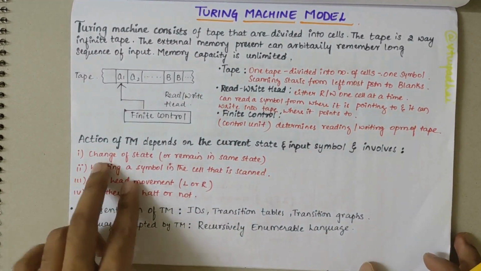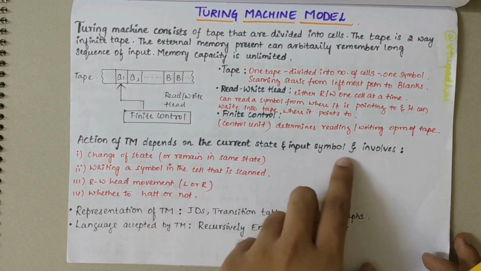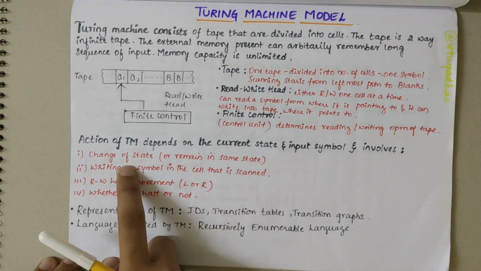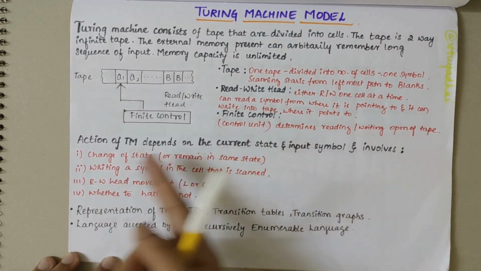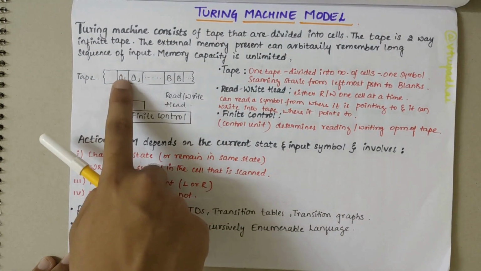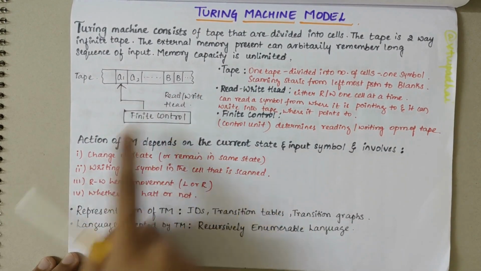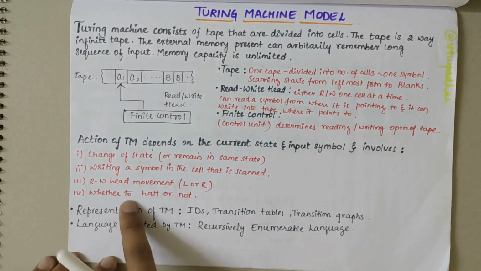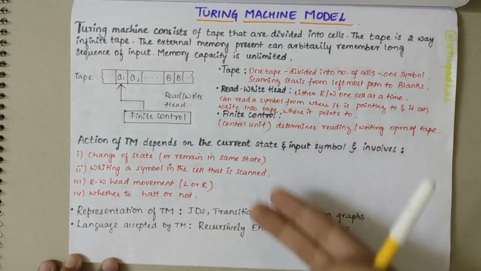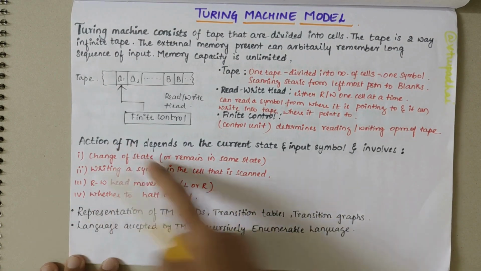Coming to the actions of Turing machines, they depend on the current state and input symbol, and also involve a change of state. The state could either change or remain the same. It involves writing a symbol in the cell that is scanned, which can vary depending on the symbol, the movement of the read-write head, and whether to halt or not. So the halt condition also plays an important role in determining the action of the Turing machine.